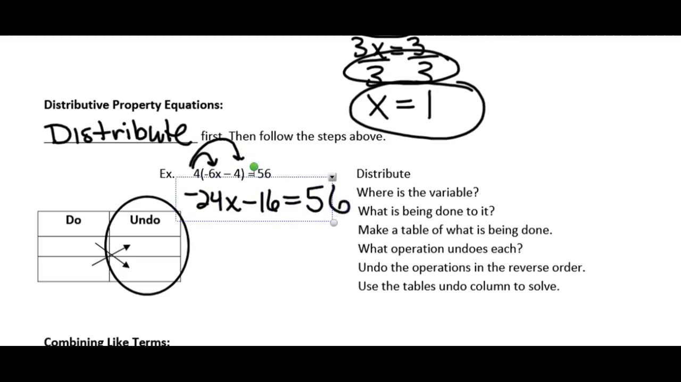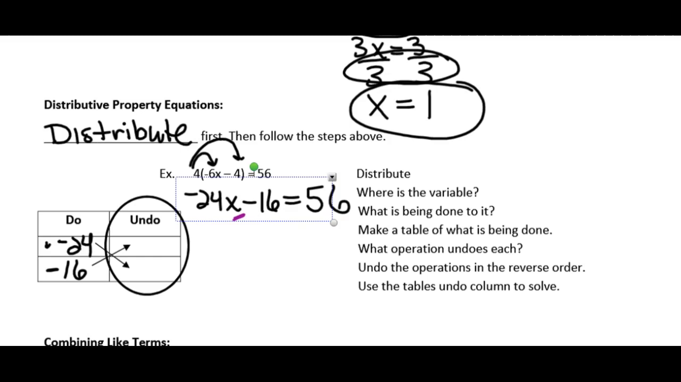Now I do have a two-step equation, so I can do my chart. And I'm focusing on my x, and I'm saying, what is happening to that x? Well, the first thing I notice that's happening to it is it is being multiplied by negative 24. And then the second thing I notice is that it's being subtracted by 16.